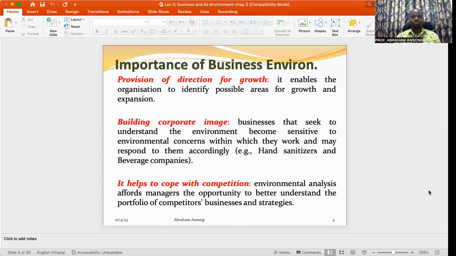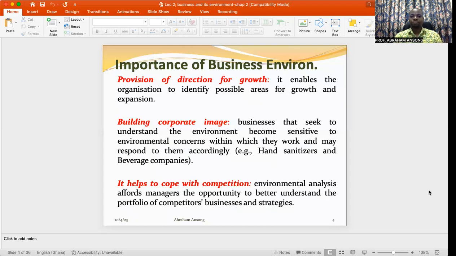Okay, next point is that it helps a business to cope with competition. Right, your ability to know what is happening in your industry is based on your appreciation of your business environment. All your competitors, your immediate rivals are key components of the business environment. So if you pay attention to your business environment, you know the strategic moves that your rivals are likely to make, the markets they want to go into, the strategies they are thinking about employing, and so on and so forth.